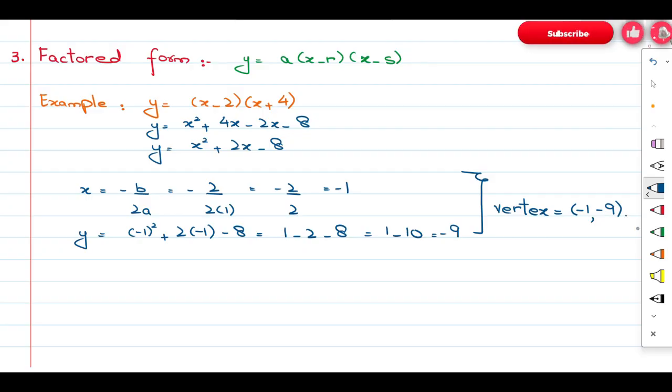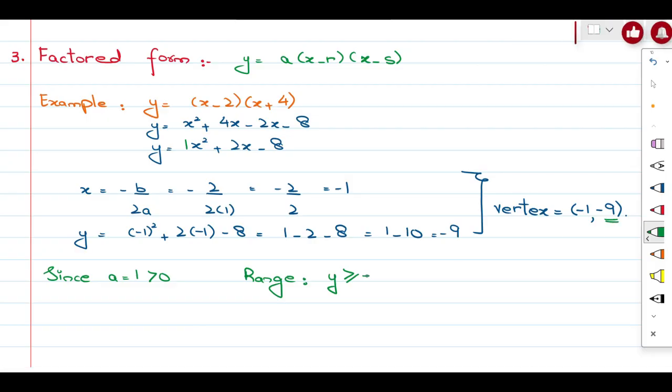Now with the help of your a value, we can figure out the range, right? Since here a equals 1, which is greater than 0, and the range deals with the y value, if a is positive, y is greater than or equal to the y coordinate of the vertex, which is minus 9. Okay, so this is how you figure out the domain and range of quadratic functions.